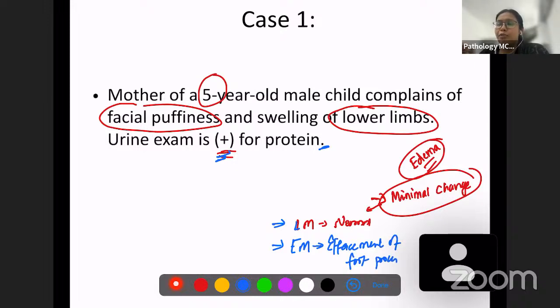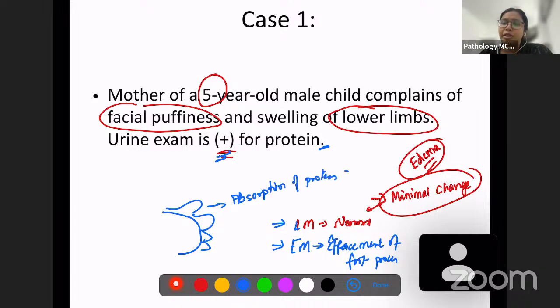Now, what are these foot processes? There are foot processes present surrounding the glomeruli. The function of these foot processes is absorption of protein. These are the areas which absorb protein, the foot processes which come out like this.